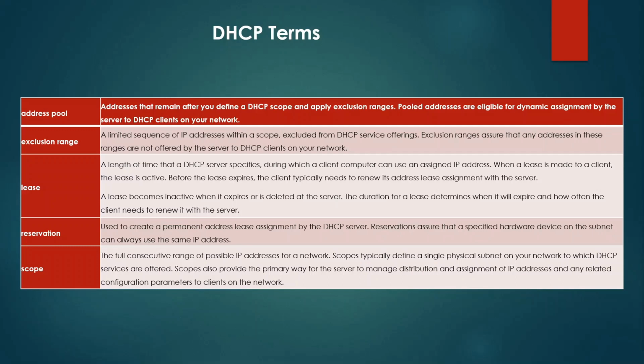We also have terms such as lease. This is a length of time that a DHCP service specifies during which a client computer can use an assigned IP address. So these IP addresses and other network configurations that the DHCP server provides to a client will have a specific time. DHCP server can also provide permanent address lease assignment to a DHCP client.